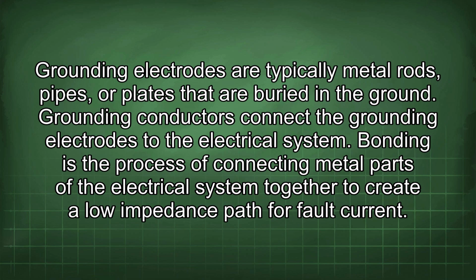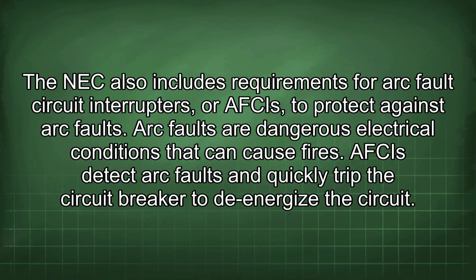Grounding electrodes are typically metal rods, pipes, or plates that are buried in the ground. Grounding conductors connect the grounding electrodes to the electrical system. Bonding is the process of connecting metal parts of the electrical system together to create a low impedance path for fault current. The NEC also includes requirements for arc fault circuit interrupters, or AFCIs, to protect against arc faults.